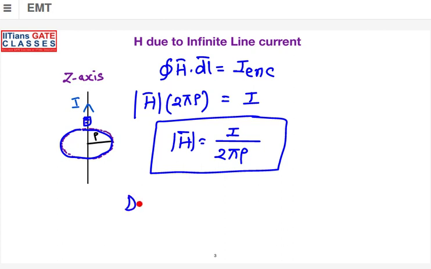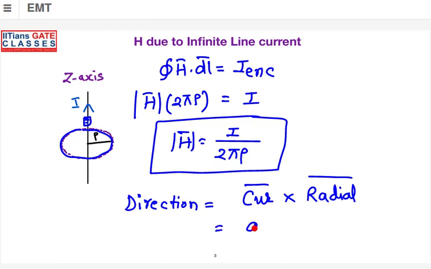And what is the direction here? Once again, try to recollect what we have seen in the magnetic field intensity. The magnetic field intensity direction will be the cross product of the current element and the radial element. Since the current is flowing in the z direction, and when you are moving from the source, you are moving in the direction where rho is changing. So that represents your radial direction. So the magnetic field will be in the phi direction. So this is the formula which represents the magnetic field due to an infinite line current.